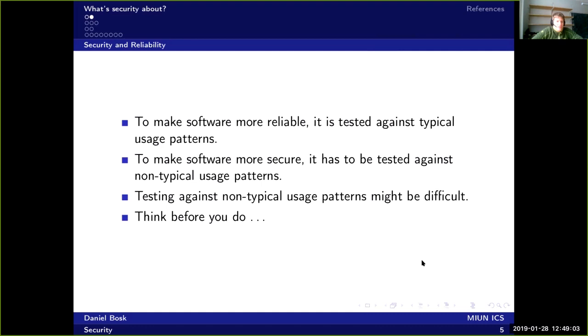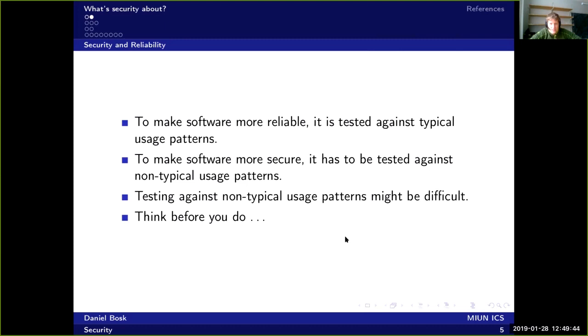So basically, to make software more reliable, it is tested against typical usage patterns. So software testing is perfectly fine from a reliability point of view. However, to make software more secure, you have to test it against non-typical usage patterns. And that's basically everything. So all possible input, and that's a rather large input space, which is very difficult to actually test, because it will take quite some time to test everything. So here you basically have to think before you do things to be secure.